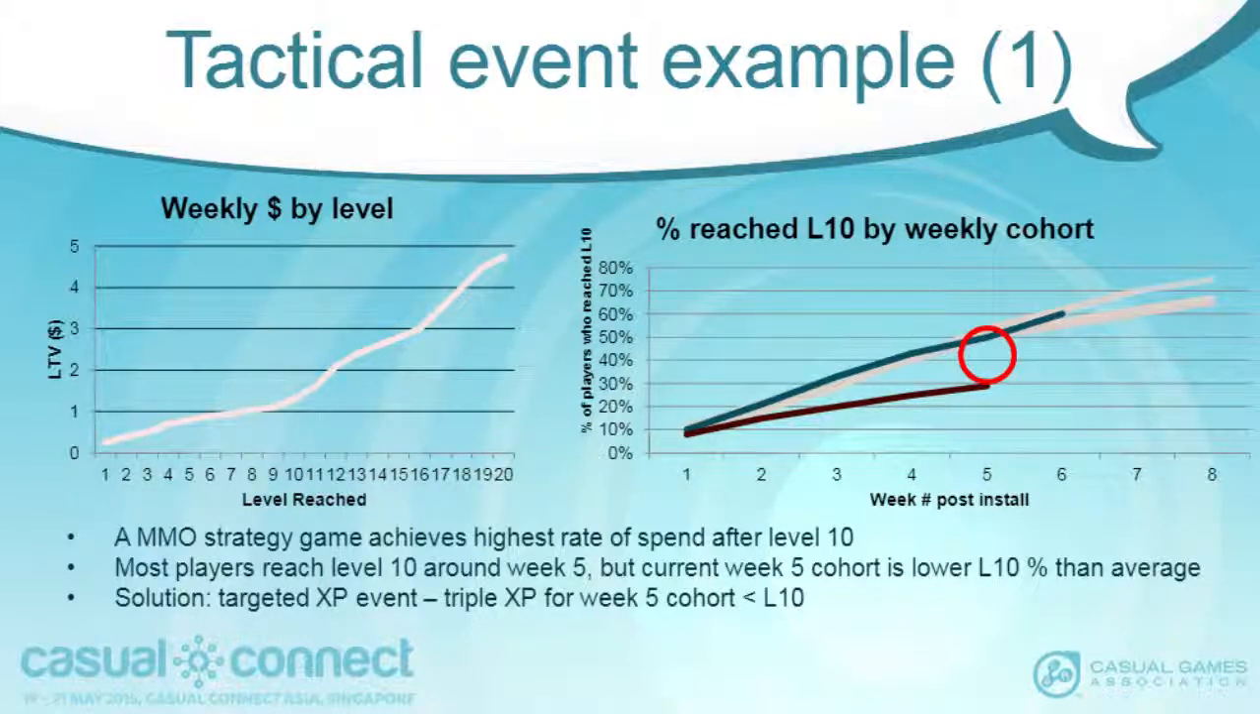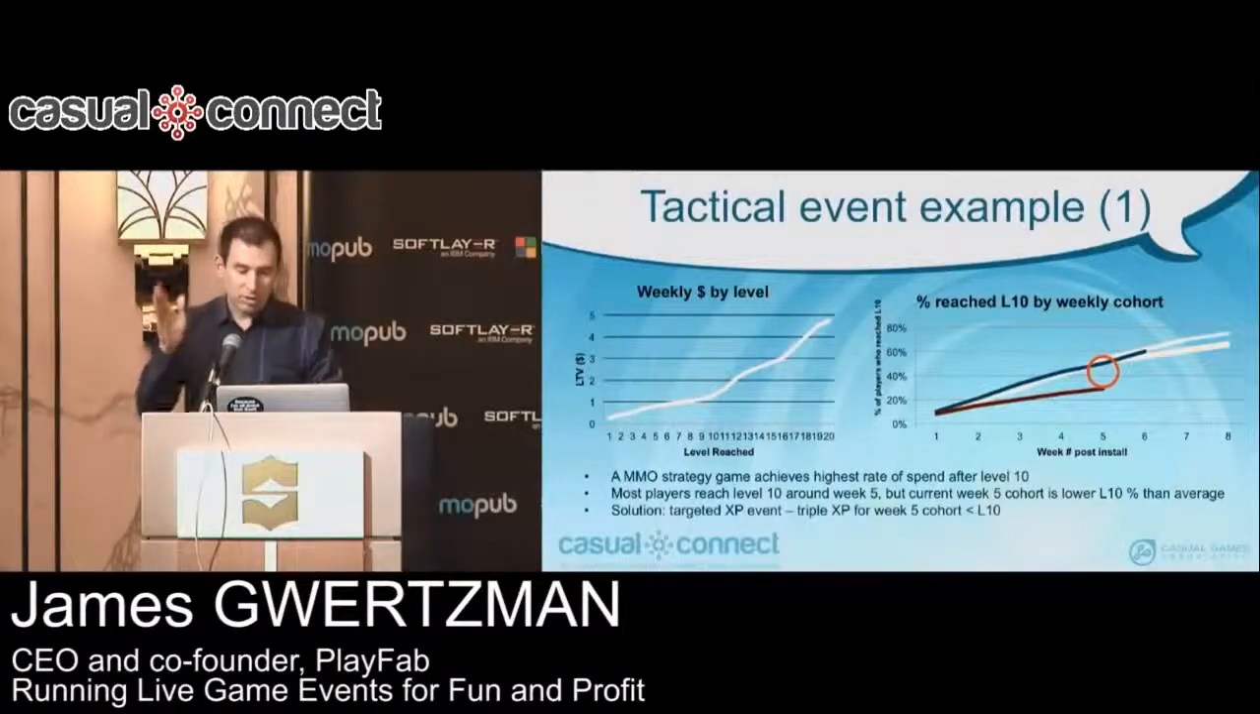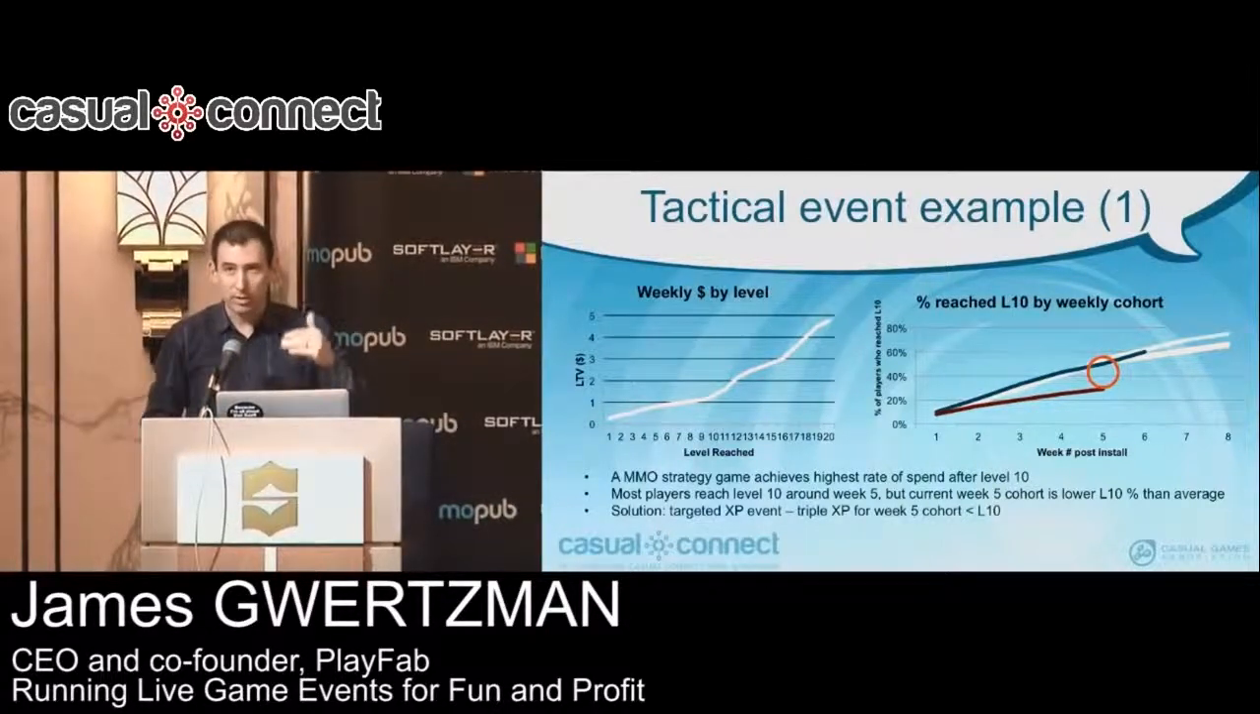And then let's say you're measuring players by cohort, and you happen to notice that your current week 5 cohort is not leveling up as fast as historically it would level up. So for some reason, your current week 5 cohort of players is only about half the level, only half of them are at level 10 compared to where they should be. So how are you going to fix that?